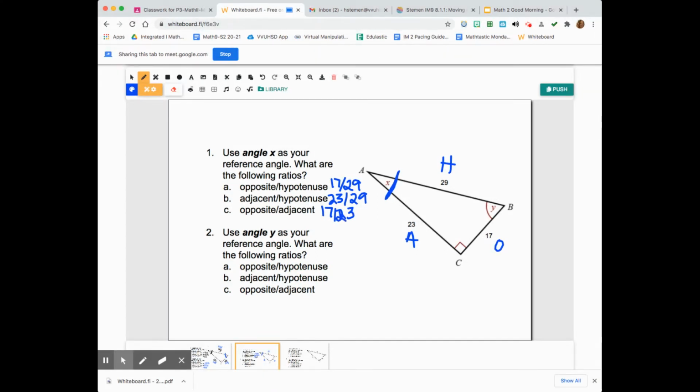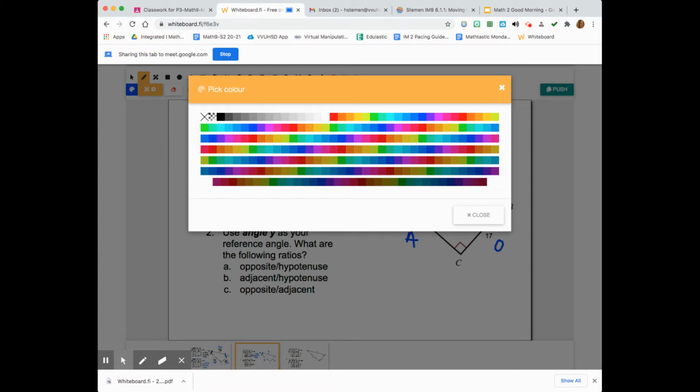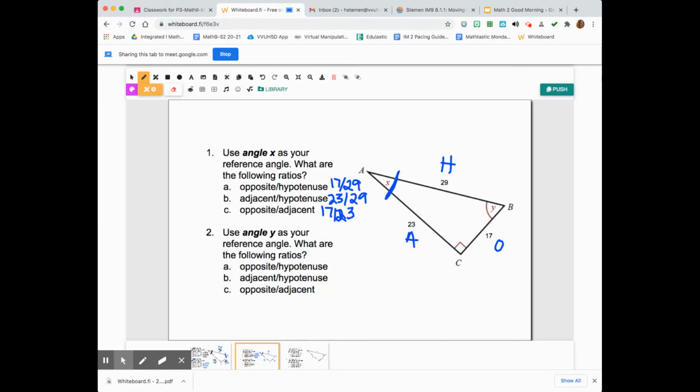Oops, that's supposed to be a 2. 23. Okay, and then we change colors. Okay, let me bold Y. So now Y becomes my reference angle, and I have hypotenuse, opposite, and adjacent. So 2A is 23 over 29. 1B is 17 over 29. And 1C is 23 over 17.